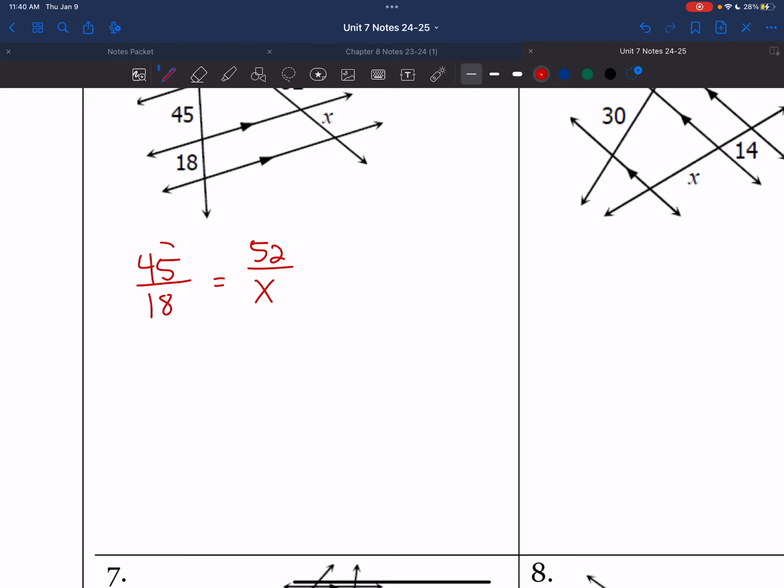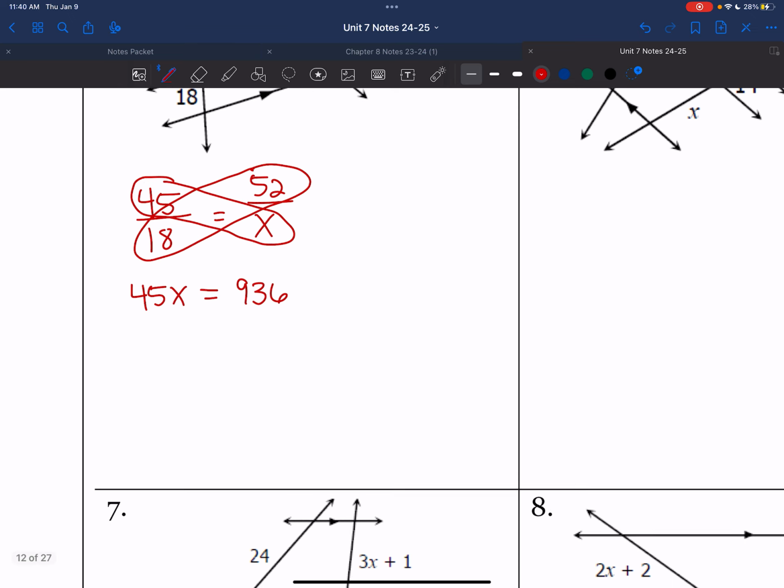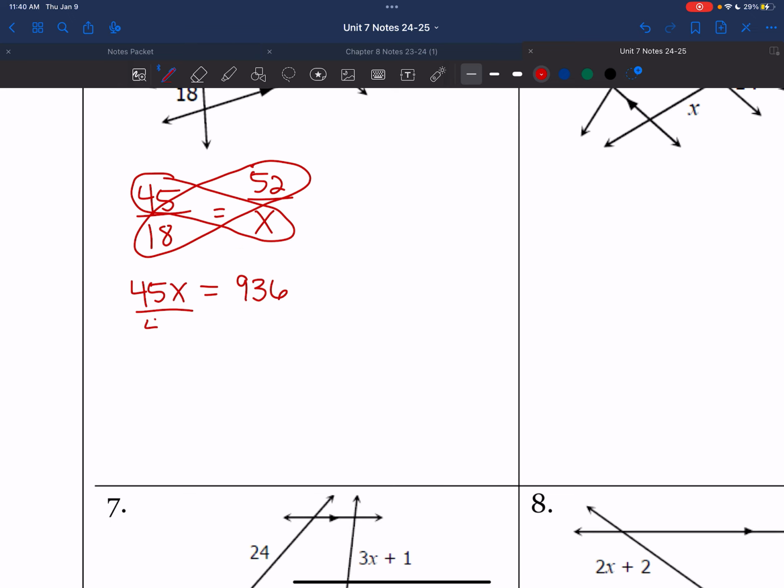So cross multiply, 45 times x gives me 45x. 52 times 18 gives me 936. And then I can just divide by 45 on each side.